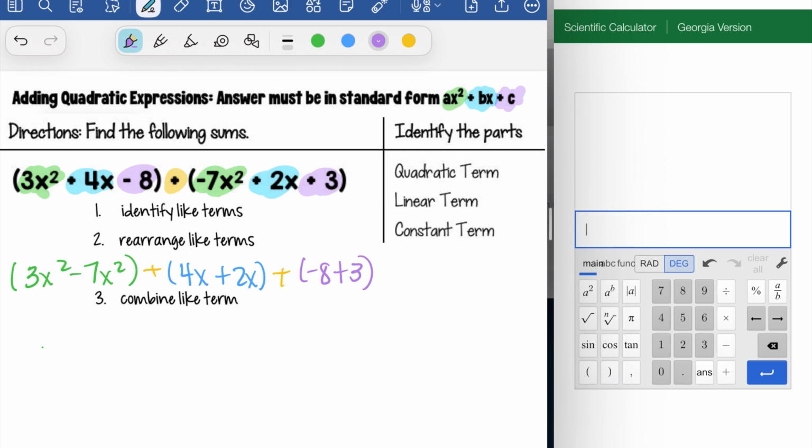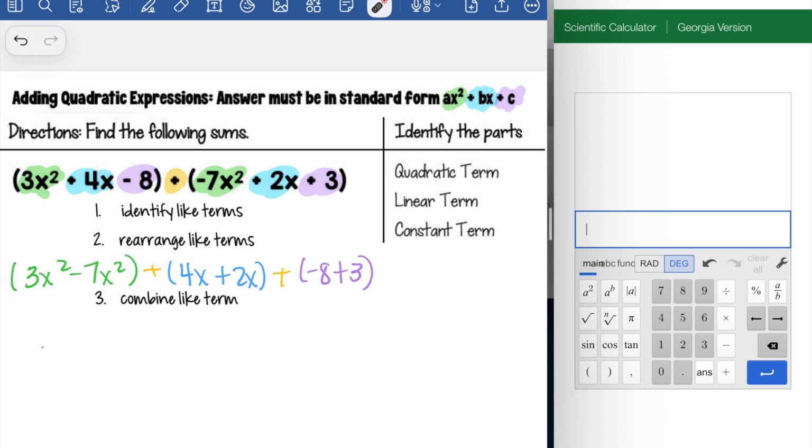Now, this doesn't change the value of the expression up here that we started with. We just rearranged it so it'll make the math a little bit easier. So now we're going to combine our like terms. When we're combining like terms, we are simply focusing on the coefficients, aka the numbers that are in front of the variables. Especially if I want to use my calculator, because I can't put the letters into it.